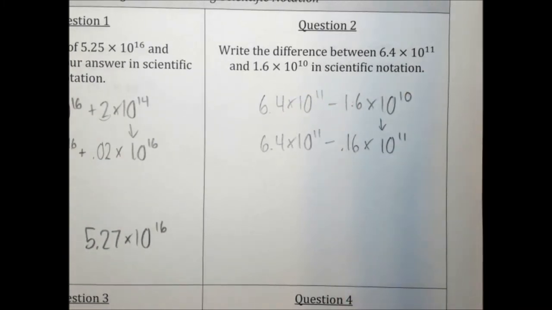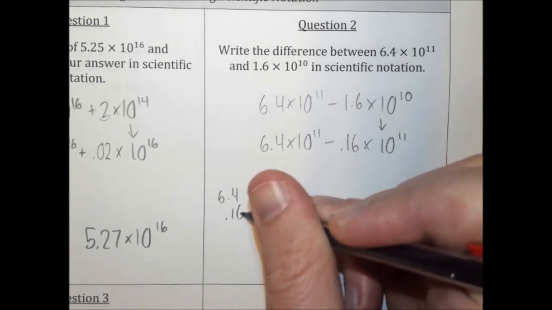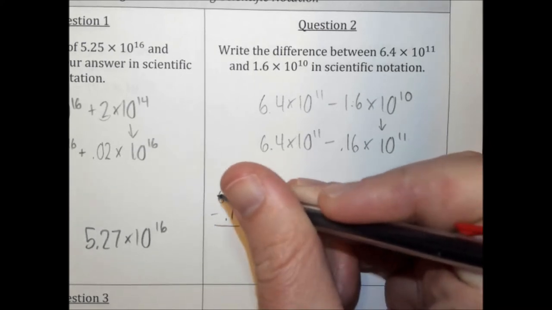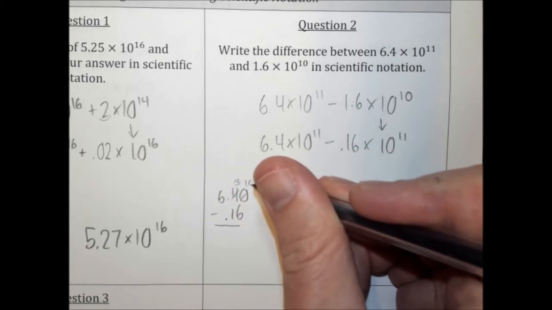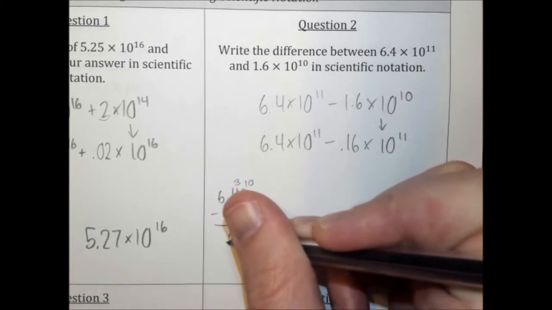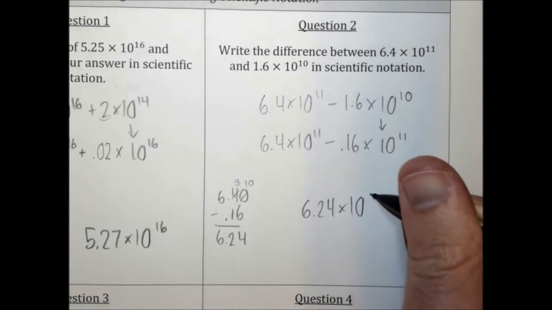The first number doesn't change. Let's subtract these numbers. 6.4 minus 0.16. I gotta do some borrowing here. 6.24 times 10 to the 11th.